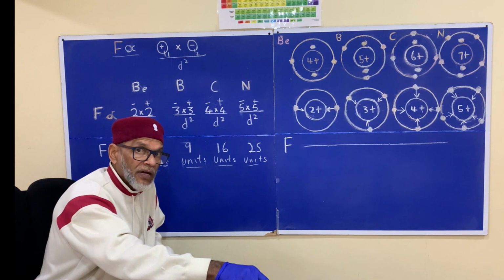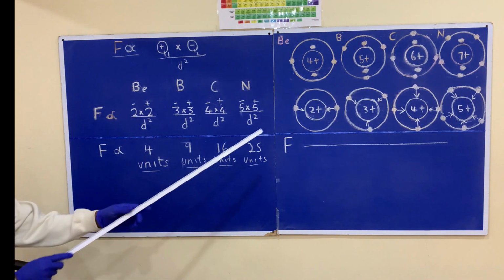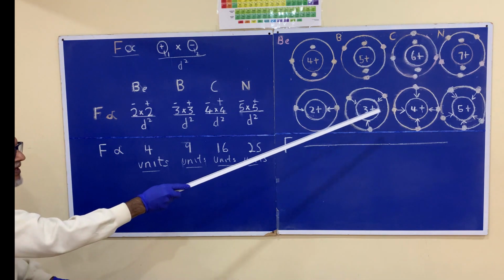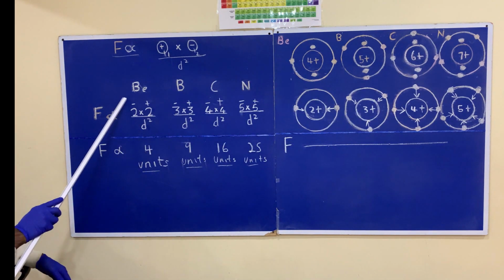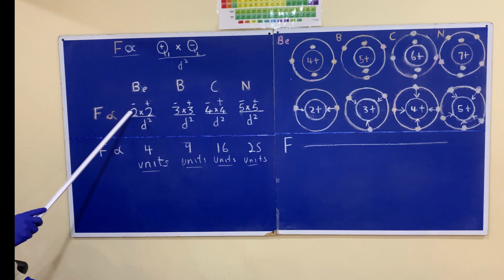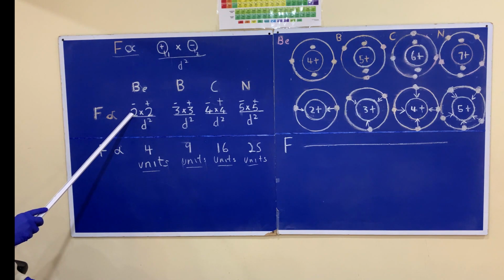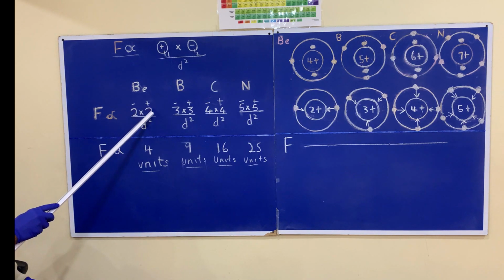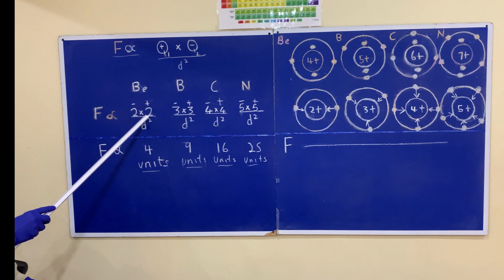So to figure that out, we have to apply Coulomb's law. If we apply Coulomb's law in these figures here, we can have these values. For beryllium, the force of attraction is proportional to 2 times 2, because these are the magnitudes of the charges on the electrons and the magnitude of the charge on the protons. We have 2 negative charges due to 2 electrons, and 2 positive charges due to 2 protons.